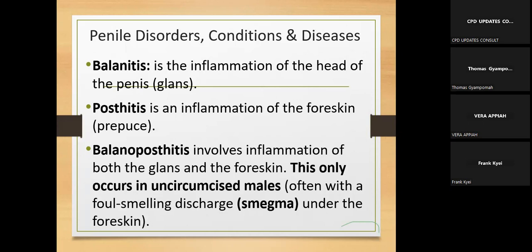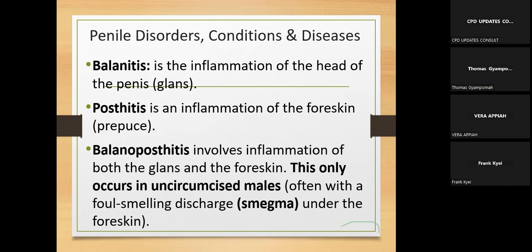All right. So we have balanoposthitis. Balanitis is the glans, the head, and then the foreskin, the prepuce, is the posthitis. So if both are infected, then it becomes balanoposthitis. It involves the inflammation of both the glans and the foreskin. And remember, this only occurs in uncircumcised males.